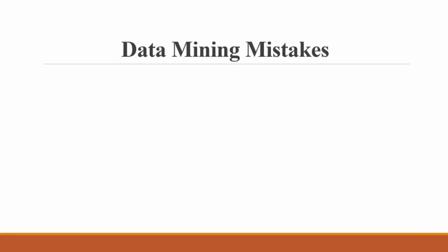Okay, the next topic on data mining is data mining mistakes. So here we will be looking into the common mistakes that are made in a data mining project and how they should be avoided. The first one is selecting the wrong problem for data mining. This normally happens when the data mining project is implemented without properly understanding the problem statement and without having a proper goal set.